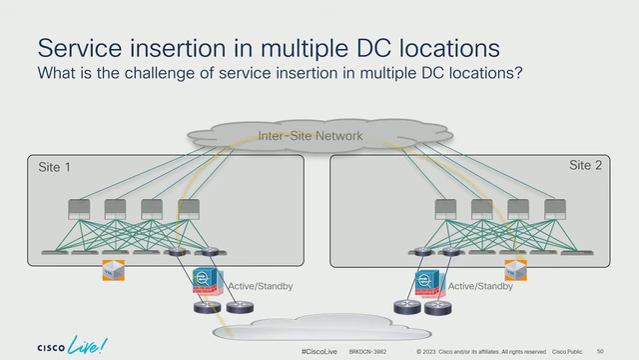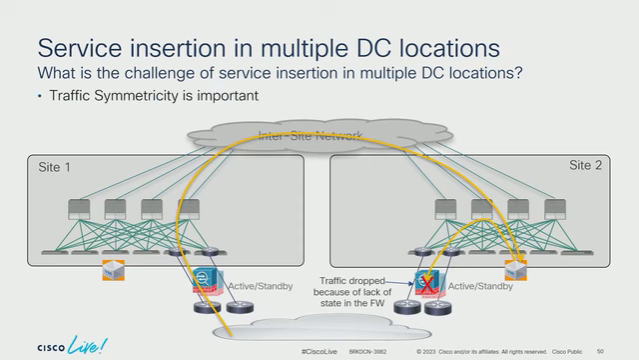If traffic comes in at site 1, but the destination is in site 2, then most likely the return traffic goes out through the local exit. Then that firewall doesn't know the initial connection, so it will most likely drop the traffic, because this is what a stateful firewall is. So we need to keep traffic symmetric, especially if you have multi-location data centers using different firewalls.